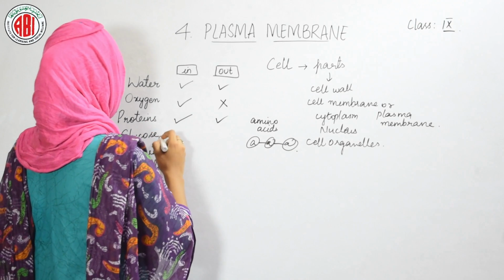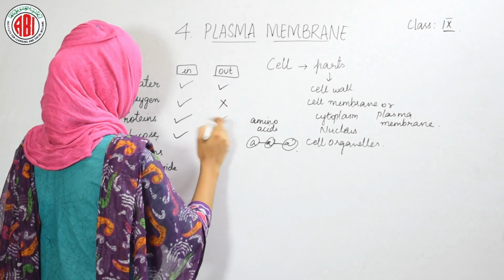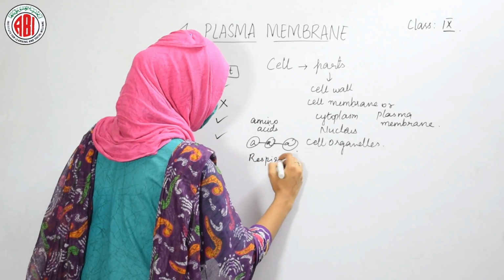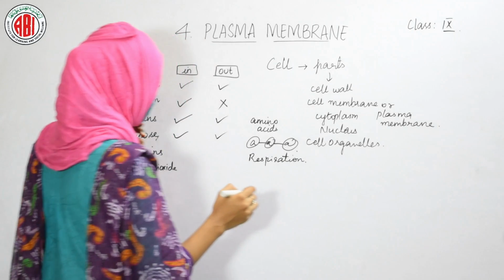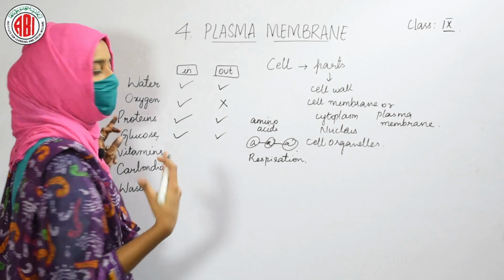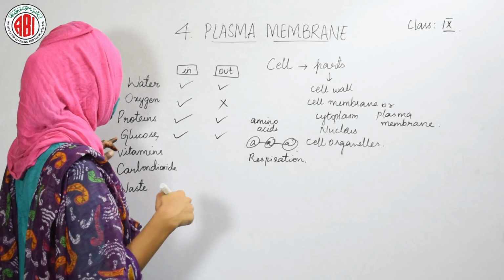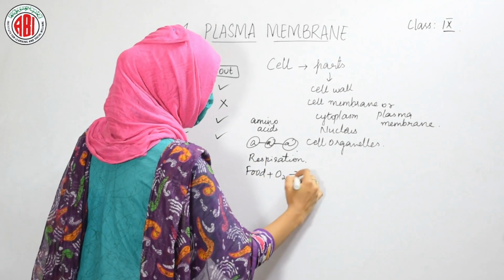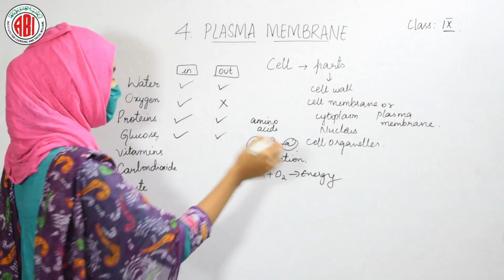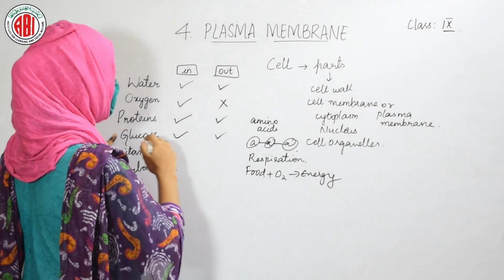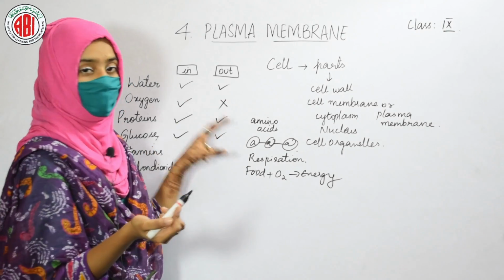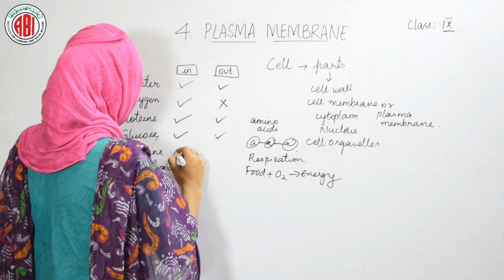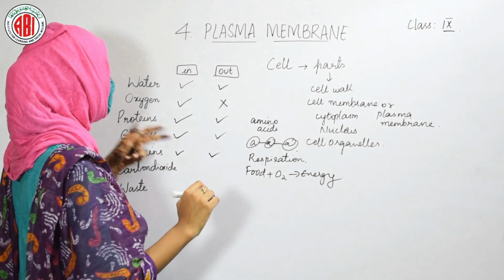Okay. The glucose is a substance which can enter into the cell, and it also comes out of the cell during the process called respiration. Respiration is a process in which, when oxygen is combined with the food, it results in the formation of energy. Okay. So this is the process in which the glucose is used. So this glucose can move into the cell, and it also comes out of the cell through the membrane called plasma membrane. And vitamins are also the substances that can move into the cell and out of the cell through the cell membrane.